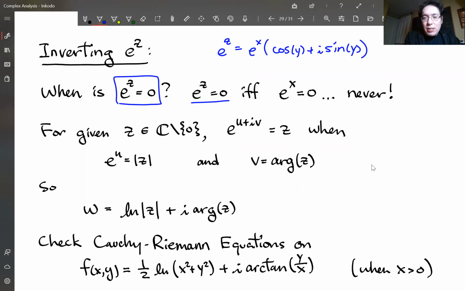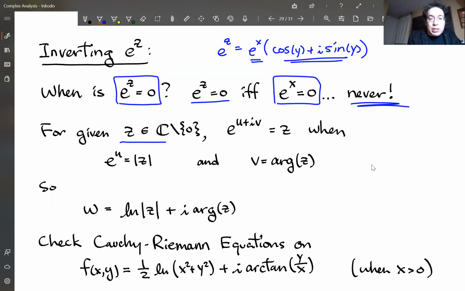This tells you what the argument of e to the z is, and this tells you what the modulus of e to the z is. So the only way for this to be 0 is for the modulus, e to the x, to be 0, and this is the real e to the x function. This is never equal to 0 because e to the x is always positive. So it's impossible for the complex exponential function to be equal to 0. It is possible to be any other complex number other than 0.